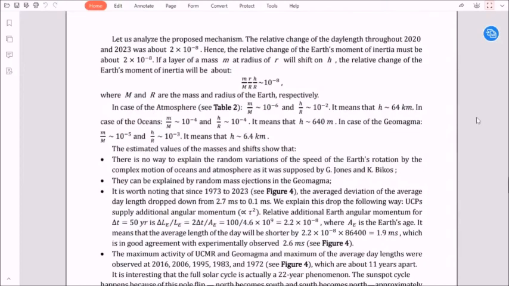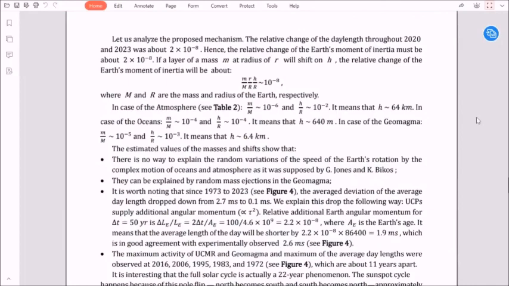In case of the geomagma, with ratio about 10 to the minus 5, H over R about 10 to the minus 3, it means that ash is about 6.4 kilometers. The estimated values of the masses and shifts show that there is no way to explain the random variations of the speed of the Earth's rotation by the complex motions of oceans and atmosphere, as was supposed by Jones and Bickers. They can be explained by random mass ejection in the geomagma.